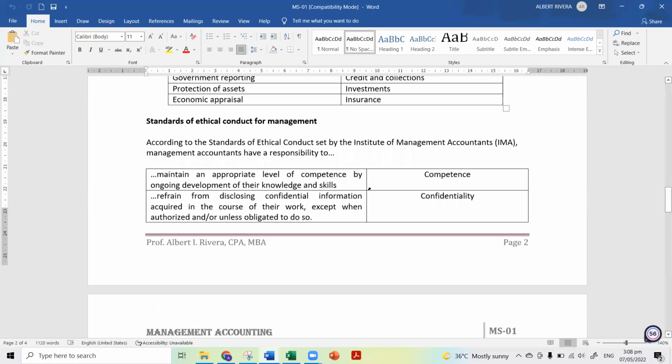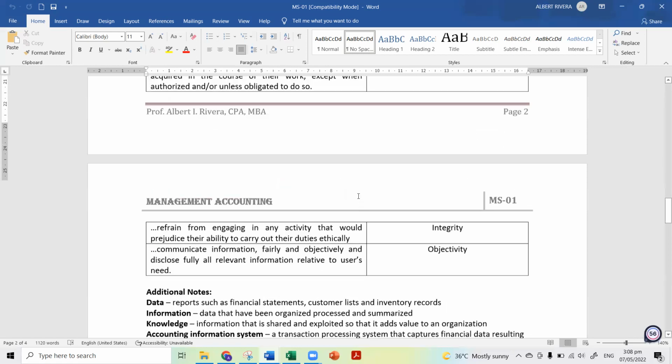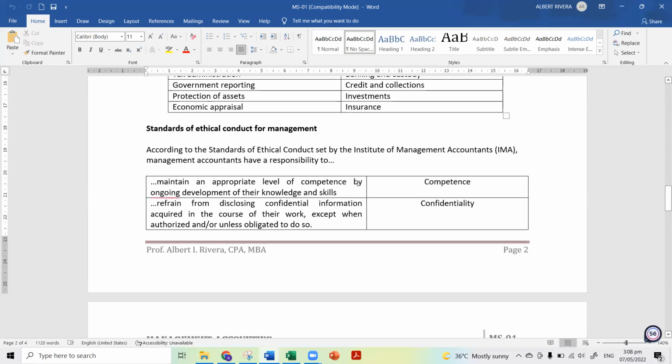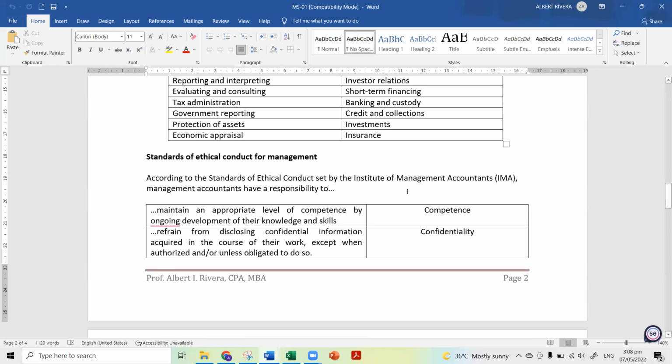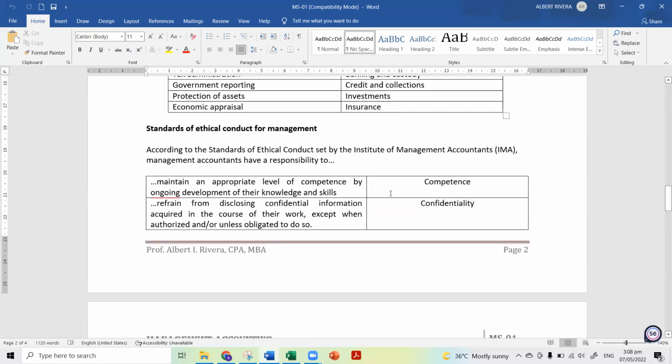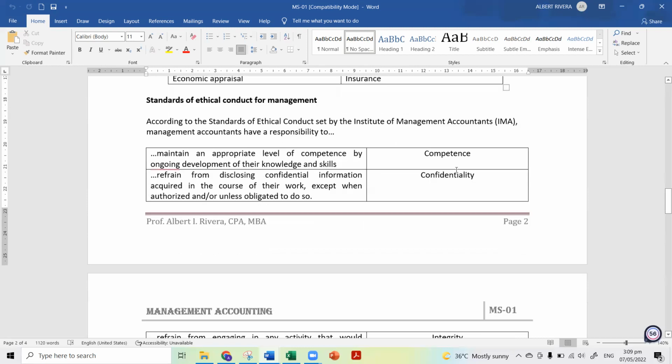Next, ito class, tinatanong din ito, no? Standards of ethical conduct for management. This is based on the Institute of Management Accountants. And sinasabi dyan, the management accountants have the responsibility to, in essence, this is just competence, to maintain an appropriate level of competence by ongoing development of their knowledge and skills.